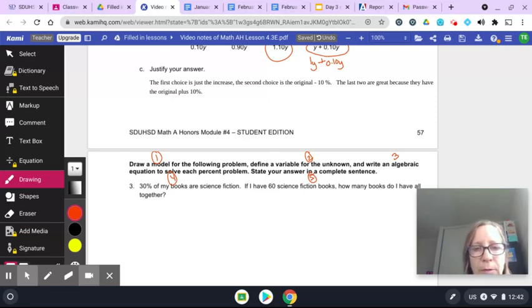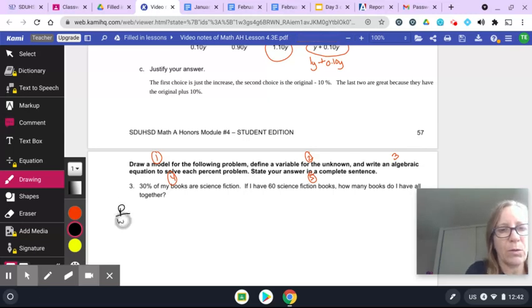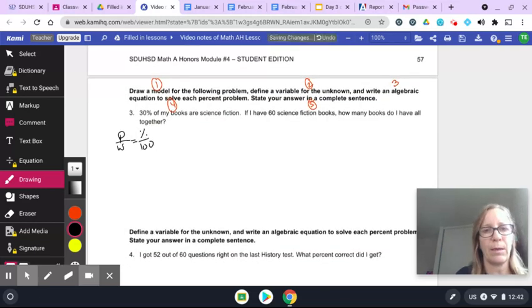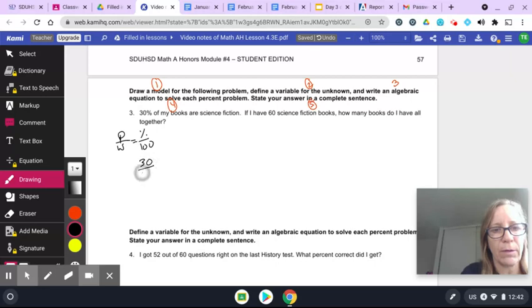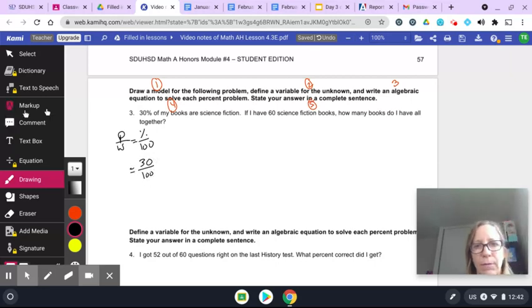30% of my books are science fiction. If I have 60 science fiction books, how many books do I have altogether? So I always think of my fraction, my part over my whole equals my percent over 100. That's my setup. 30%. So I have 30 over 100. If I have 60 science fiction books, well, 30% of my books are science fiction. So the science fiction is a part of the whole. So here, the 60 has to go on top. How many books do I have altogether? We're looking for the whole.